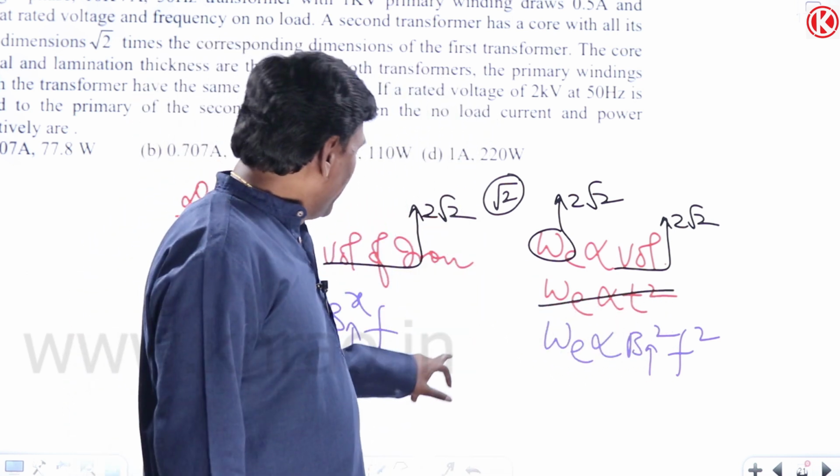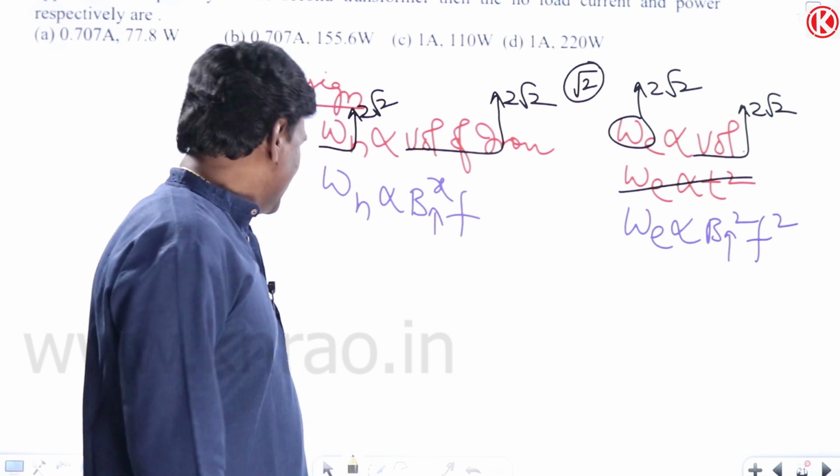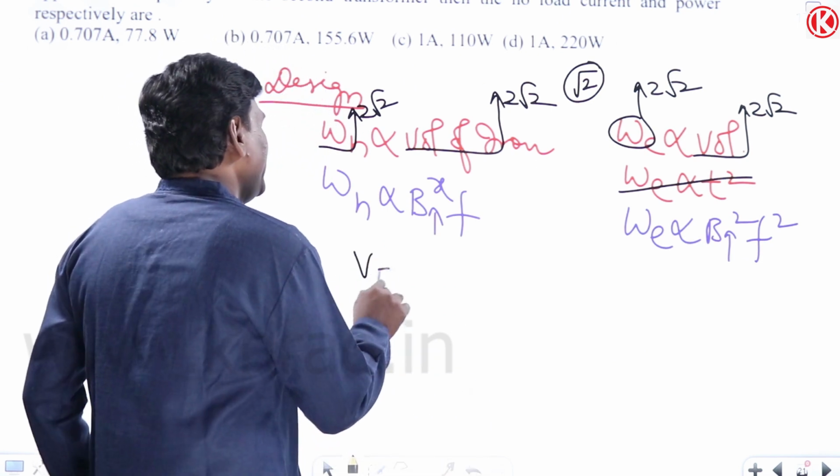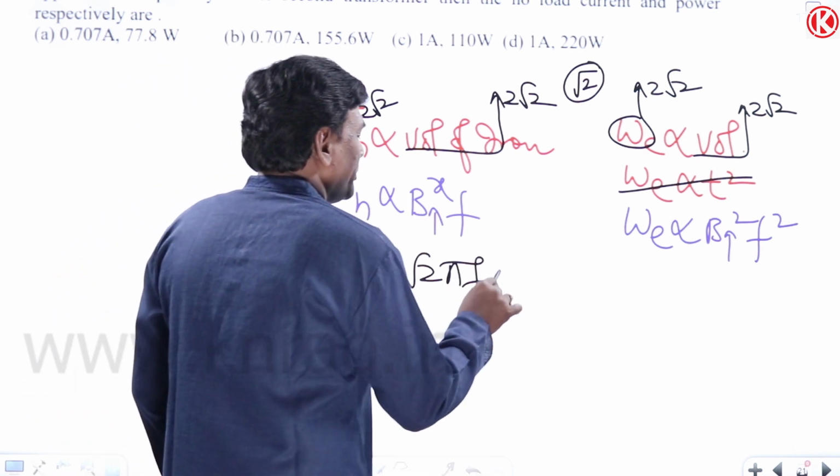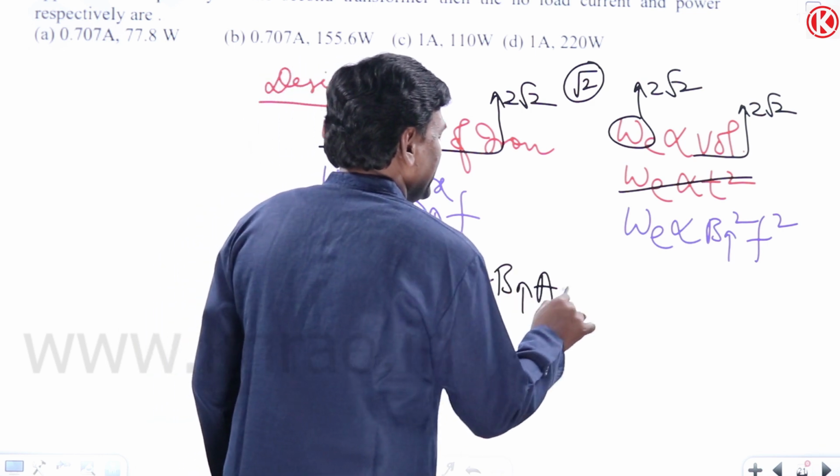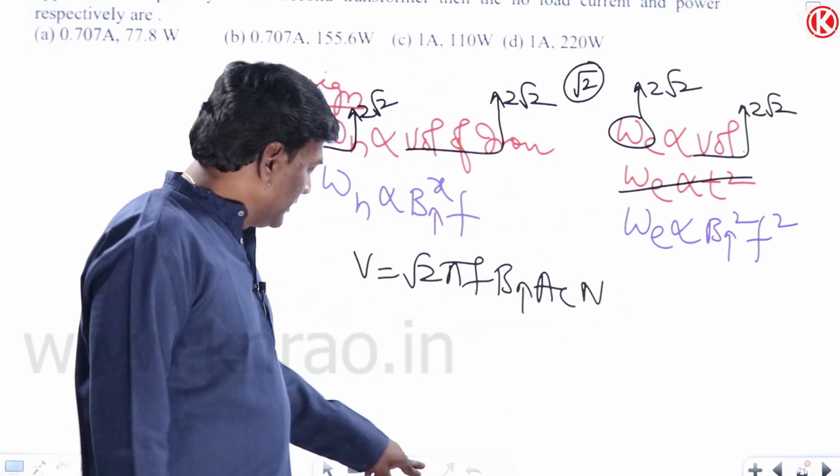Now let us think of flux density. V equals, as a design engineer, root 2 pi f Bmax A N. Now come back here.